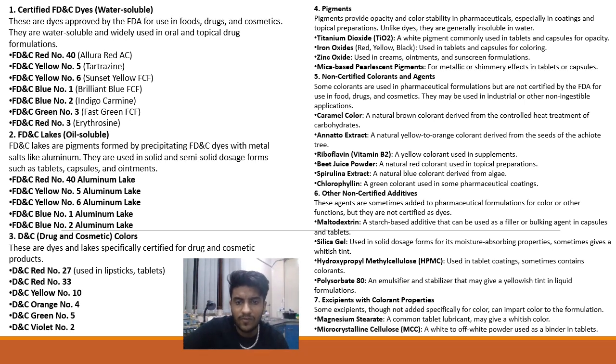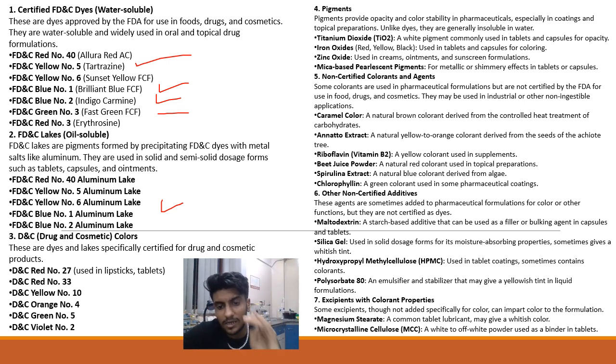And then when I speak about the flavors, colors, dyes, pigments, there are certain dyes and certain colors like tartrazine, brilliant blue, indigo carmine, erythrosine that are water soluble dyes and are certified, while the fat soluble or oil soluble dyes include aluminium dyes, very famous. Then for drug and cosmetic colors, you have lipstick colors, D&C orange, green, yellow, violet. There are different dyes, lakes, pigments, colors that are being used. So the pigments include titanium dioxide, iron oxide, zinc oxide, and other colors that are non-certified are caramel and annatto. And annatto is a very commonly used orange color that is added.